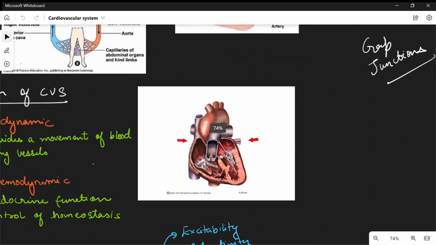This is a graphical representation of how blood is pumped. You can see here, the deoxygenated blood comes through the inferior and superior vena cava. The blue color arrow goes to the right atrium, and then through the pulmonary valve to the lungs, and comes back as oxygenated blood in the left atrium, left ventricle, and then goes through the aorta and supplies the whole body.